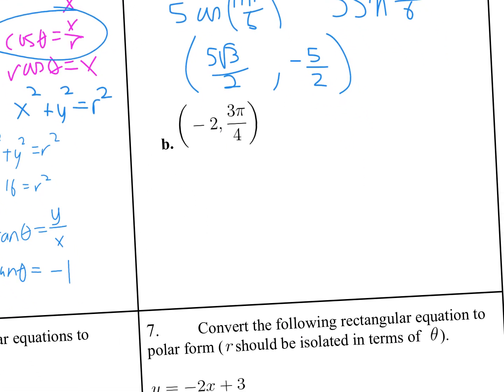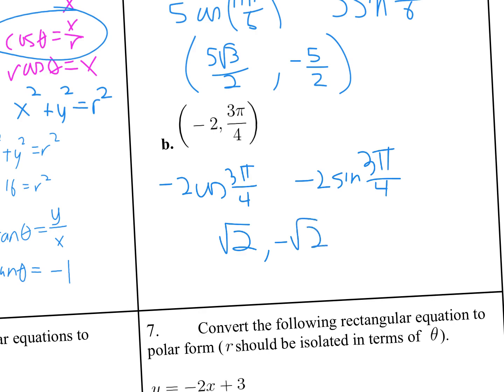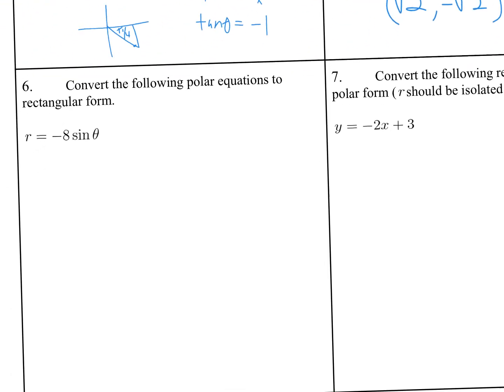Next one, same idea. R cosine theta. And then r sine theta. Cosine of 3 pi over 4 is in the second quadrant. So negative root 2 over 2 times negative 2. It's just going to be root 2. And then sine of 3 pi over 4 is root 2 over 2 times negative 2, which is going to be negative root 2. Did those. What do we got here?